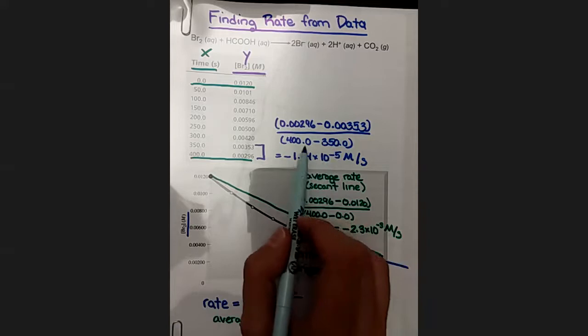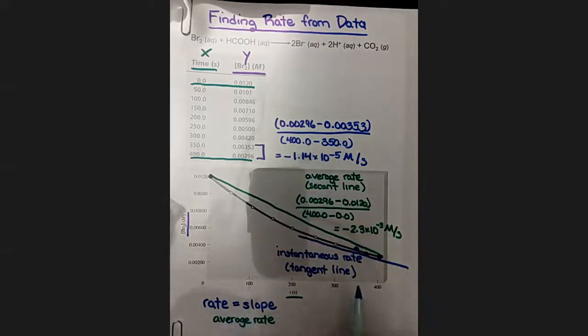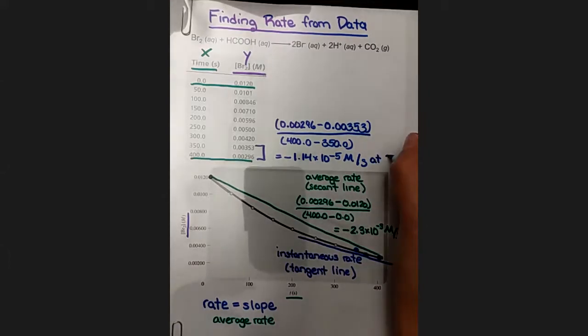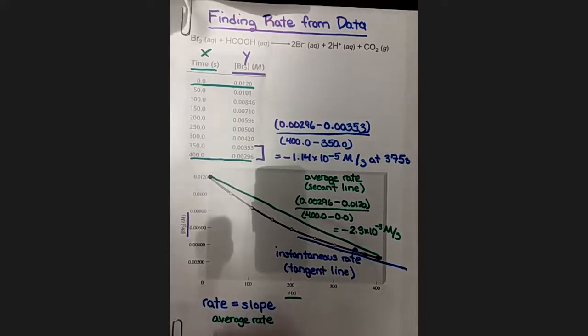And finally, we use the points 400 and 350 in order to find our tangent line. So that means that this value is going to represent the slope in the middle of those two at 375 seconds. So right about here in between those two points. So this is called, I guess we'll write it in blue, instantaneous rate.